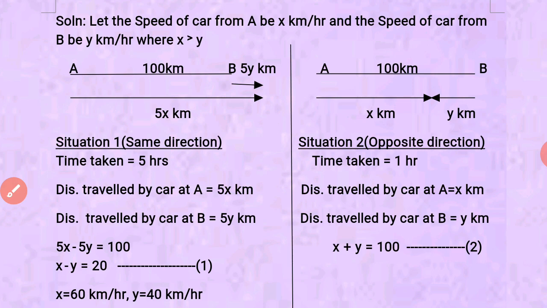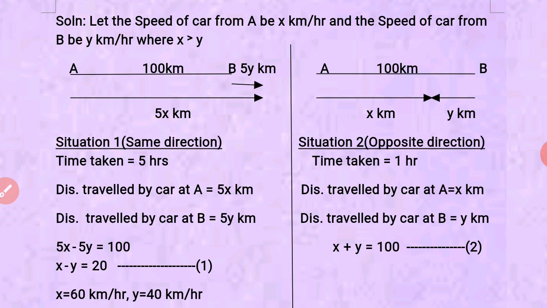Children, let us consider the speed of the car from the place A to be x kilometer per hour and the speed of the car from B to be y kilometer per hour.